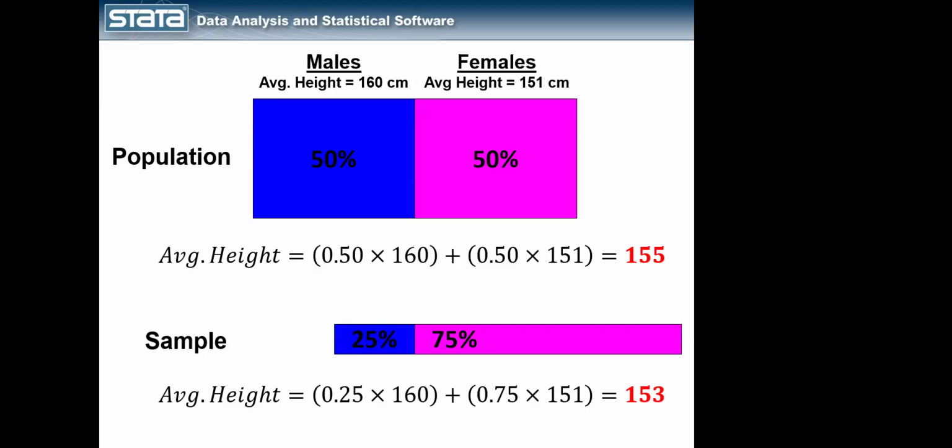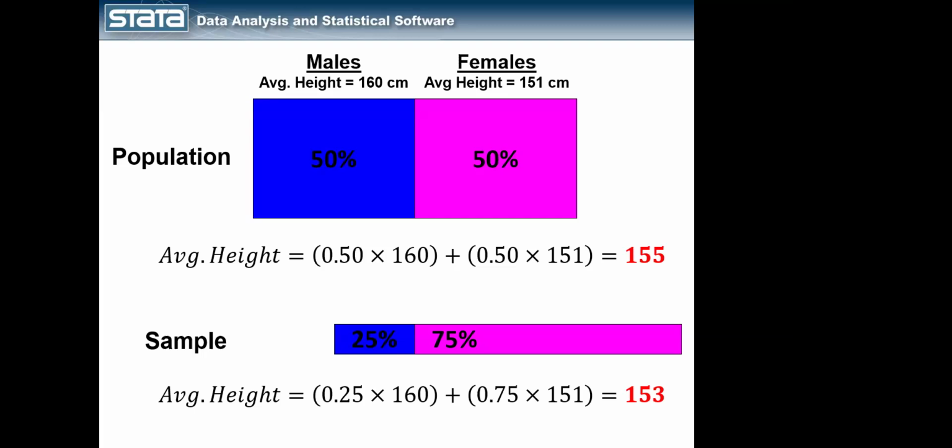But what happens if we draw a sample from that population and our sample happens to be 25% males and 75% females? Well, let's say that sample happened to have exactly the right average male height and the exactly correct height for females, 160 and 151. The only difference is that the proportions of males and females are off. Well, when we calculate the overall average, it's going to be 0.25 times 160 plus 0.75 times 151, and the overall average is 153. So the average height in the sample does not match the average height in the population.